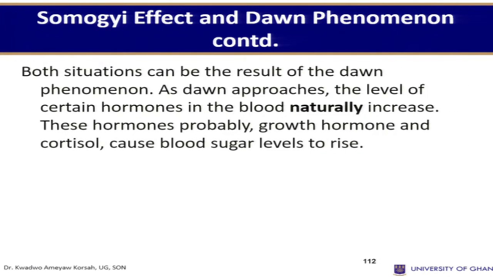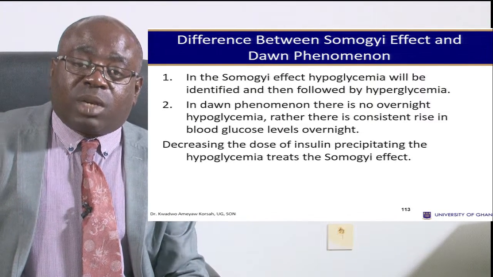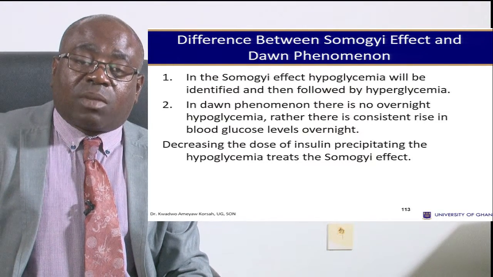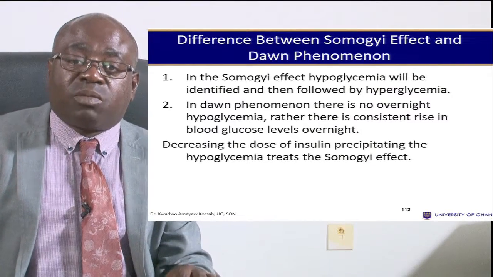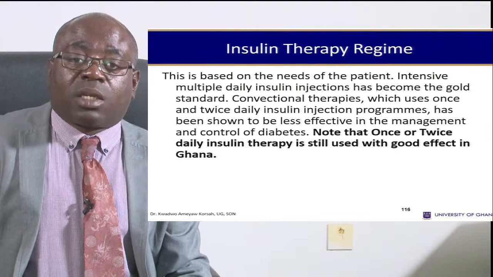And these are very important, and they have clinical importance in the management of patients with type 1 and then type 2 diabetes. And I've provided the difference between the Somogyi effect and then the Dawn phenomenon. As you're able to do that, that will help you.